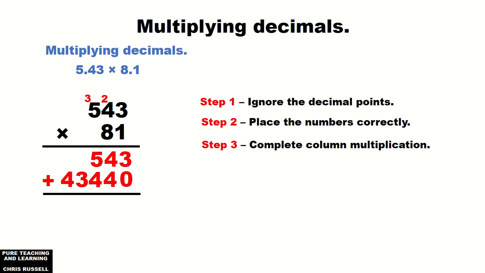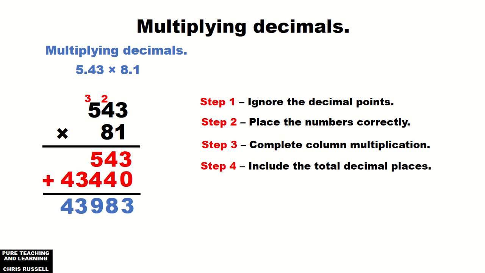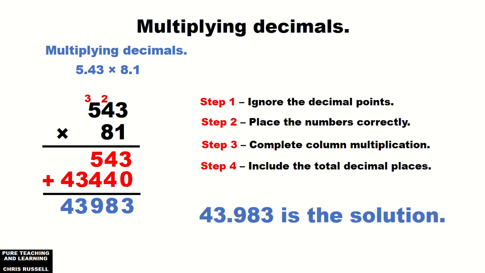Now what we have to do is do addition. So column addition, we have 3, 8, 9, 4 and 3. Now overall, because we have a total of 3 decimal places, we have to start from the right and count 3 places. And our solution ends up being 43.983.